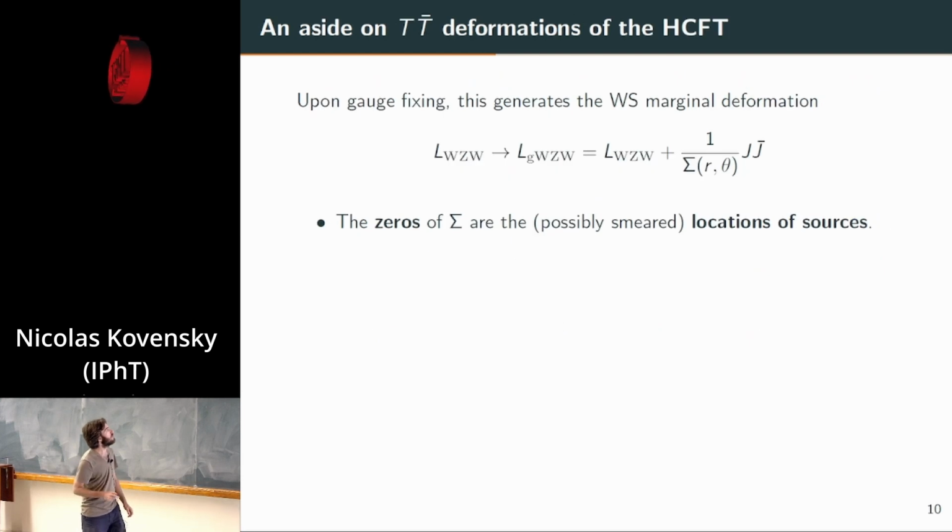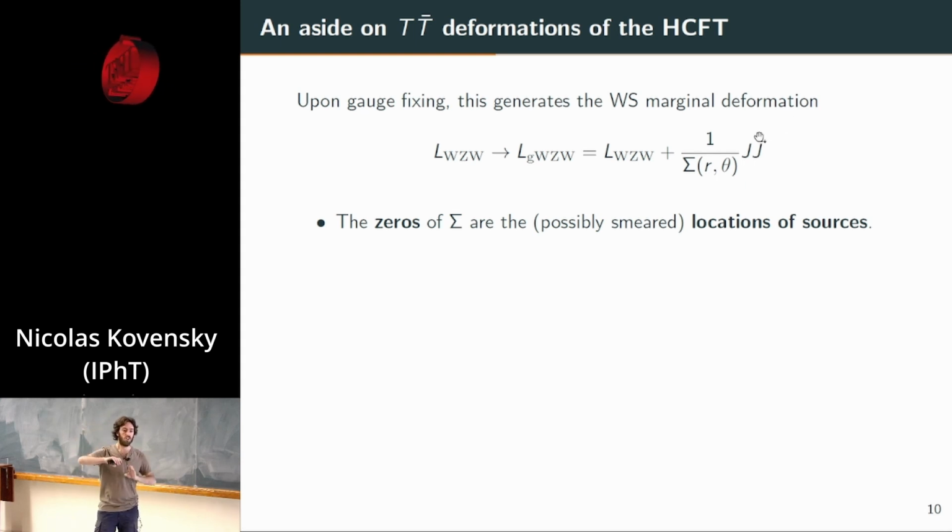Okay, so a little bit of an aside is that these coset theories, you can think about them as gauged Wess-Zumino-Witten models, and if you quickly fix the gauge by hand, you get an action, a Lagrangian, which is the original Lagrangian plus this term here, where J and J bar are the currents that I was gauging. Exactly, well, I fix the gauge.